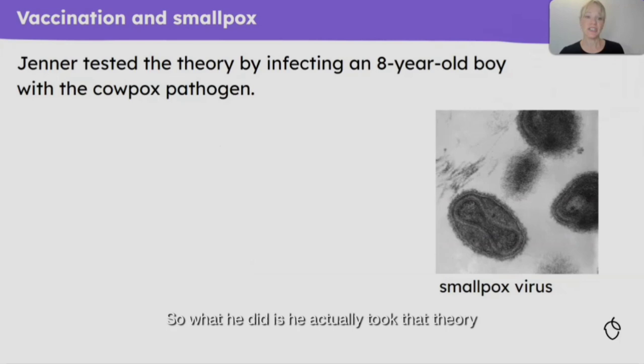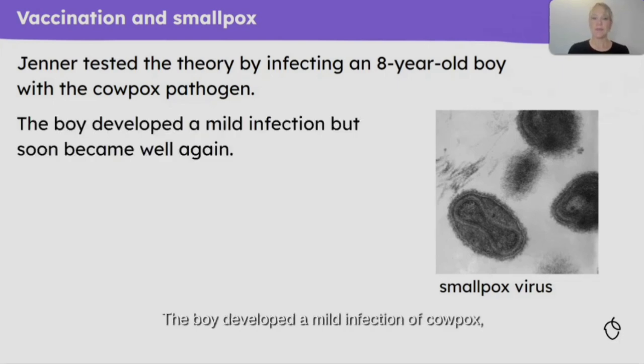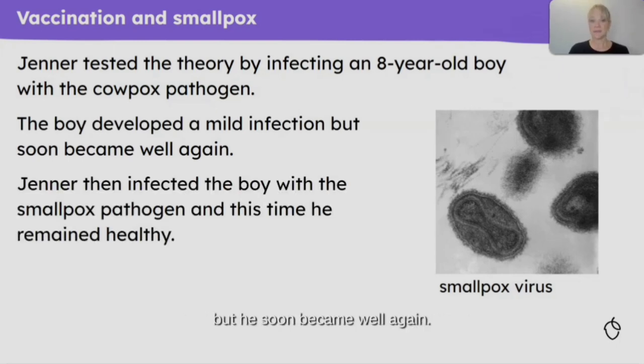So what he did is he took that theory and he tested it on an 8-year-old boy. This would absolutely not be recommended in modern day medicine. Okay, you wouldn't be allowed to just find a child and test them. And what he did was he gave that cowpox pathogen, that's very, very similar to the smallpox one, to an 8-year-old boy. The boy developed a mild infection of cowpox, as we would expect, but he soon became well again.